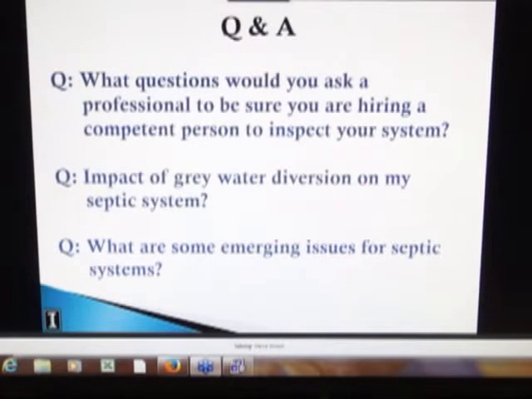Okay, thank you. So what questions would you ask a professional to be sure you're hiring a competent person to inspect your system? Well, the first thing I would do would be to call my local health department and find out, hey, who are the contractors around, and can you give me any information on the contractors? Have they been in trouble for violating regulations? Do you work with them on a regular basis? What can you tell me about them?